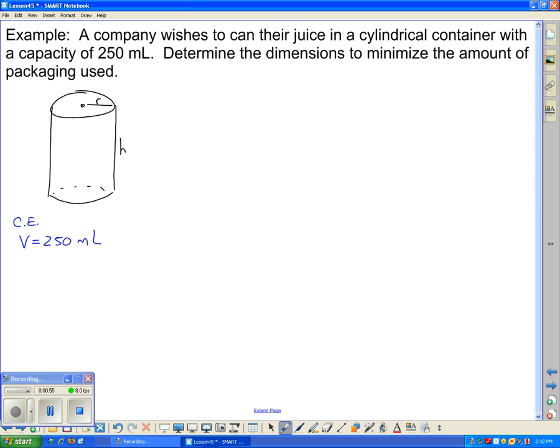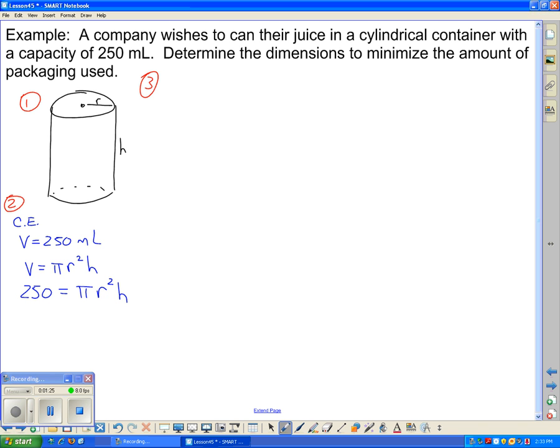So what is the volume formula for the cylinder? We know volume equals pi r squared h. We know that 250 has to equal pi r squared h. So again, leave a line here because we're going to have to rearrange that equation to solve for one of those two variables. So stage 3 is to come up with the optimization formula here.